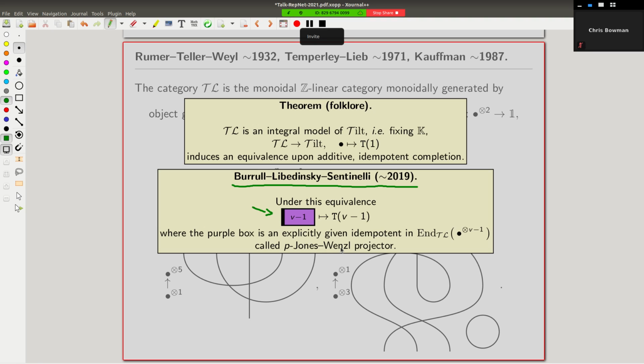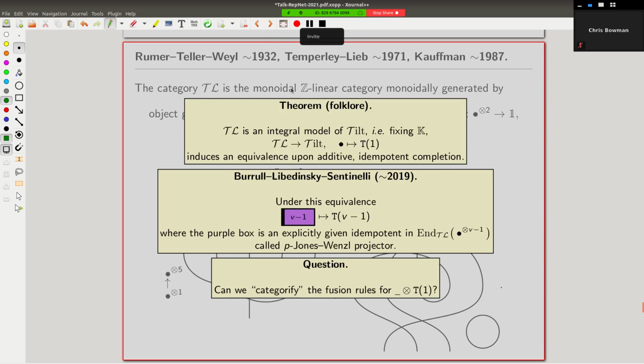It's an idempotent, right? An idempotent in any reasonable category is some crazy linear combination. What I only care about are the properties of those idempotents. And the main property is that under this equivalence, it's sent to the corresponding tilting module. So the corresponding explicit idempotent in this Hom space is this funny box here. And they are called p-Jones-Wenzel projectors, in analogy to the Jones-Wenzel projectors in characteristic 0. Okay, so black box, which is purple, it's an idempotent.